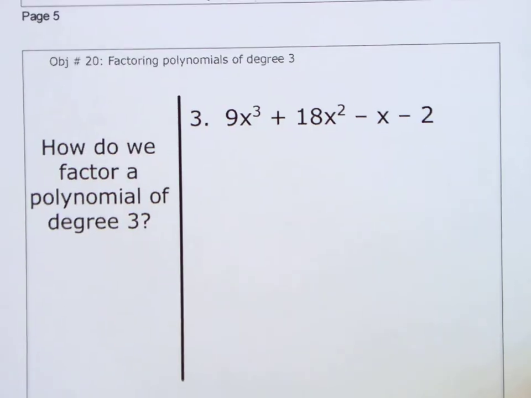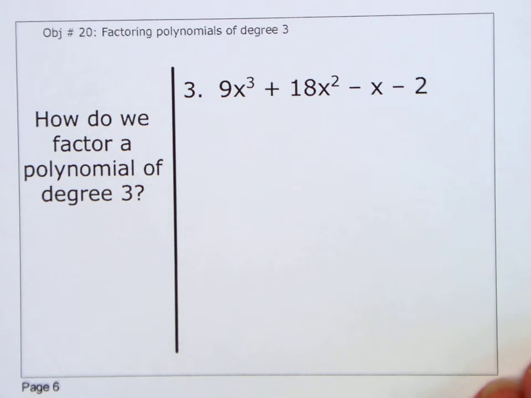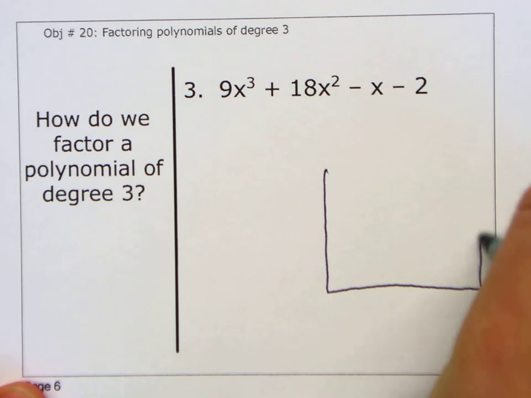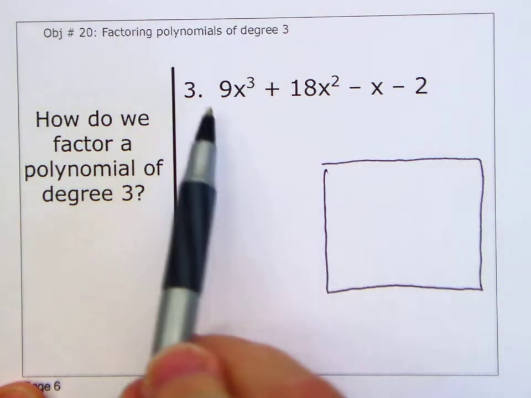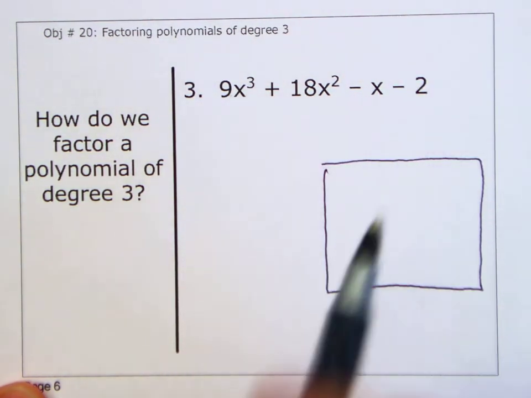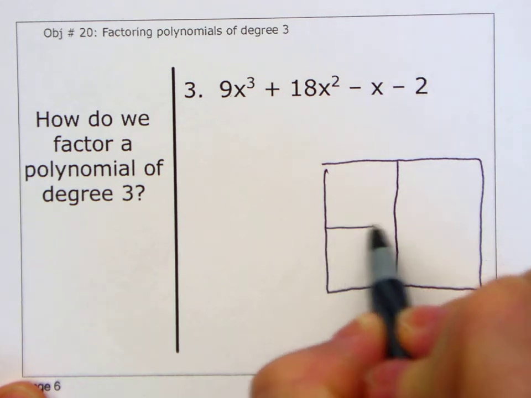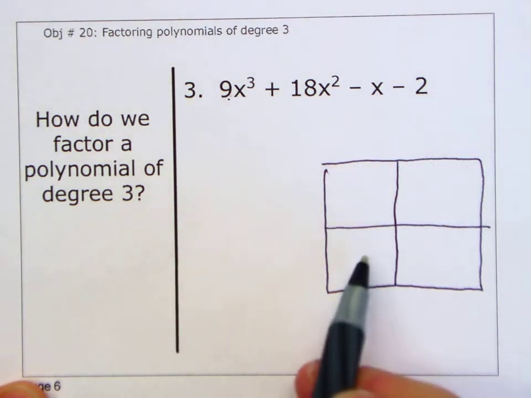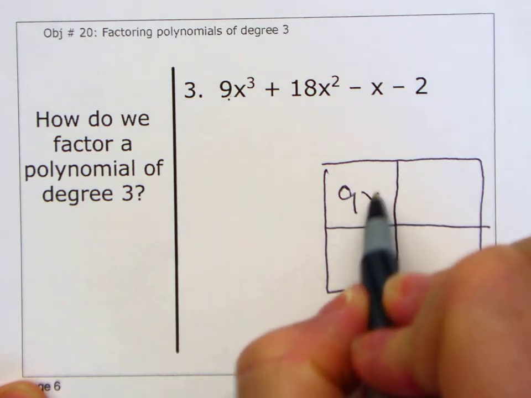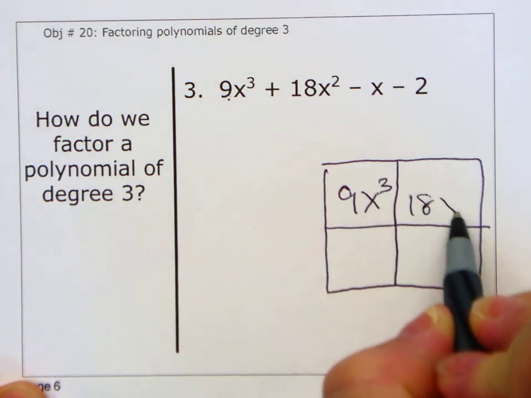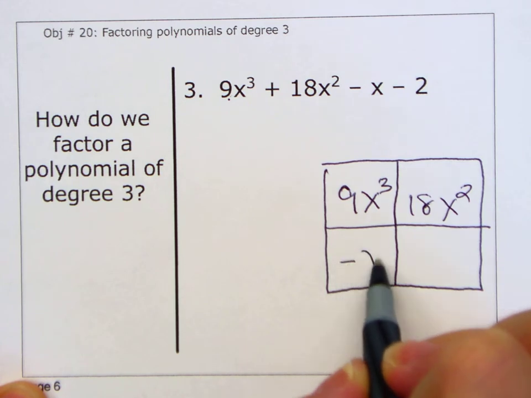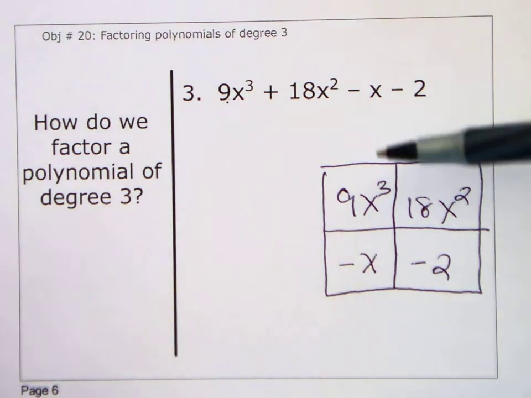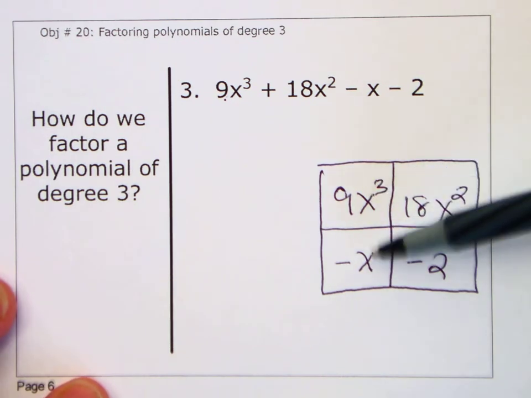Number 3. Pause the video. Try this one on your own. All right, I make my 2 by 2 box. Now, is there a GCF anywhere? Can I divide everything by something? No. Remember, order matters. 1, 2, 3, 4. 9x cubed, 18x squared, minus x, minus 2. GCF everywhere. What's the GCF of these two? x.